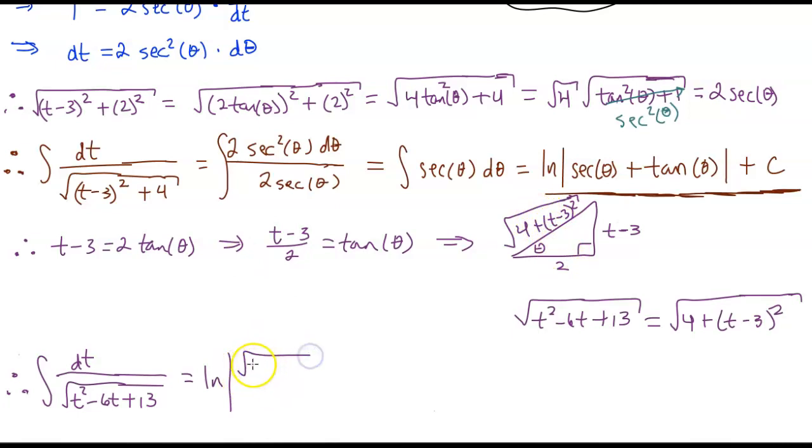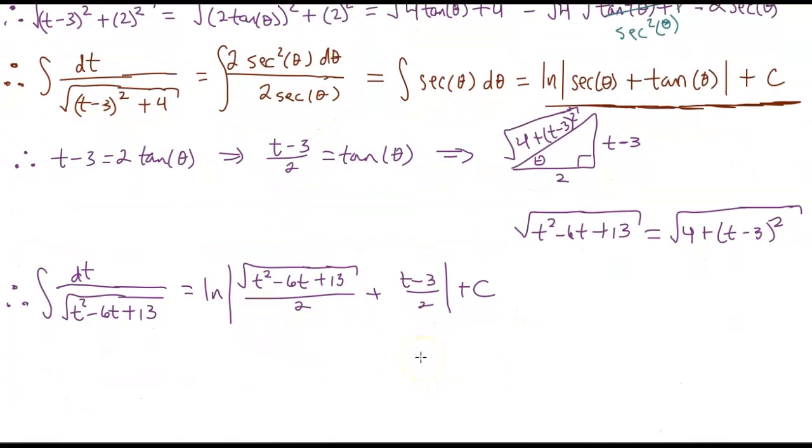So I'm going to have square root of, and I'm just going to write it in this form, t squared minus 6t plus 13, all of that divided by 2, plus, and now tangent, of course, we know it's just going to be t minus 3 divided by 2. And then we'll do the plus c on the end. So this is an acceptable answer. It's not the most simplified answer, but it is an acceptable one.